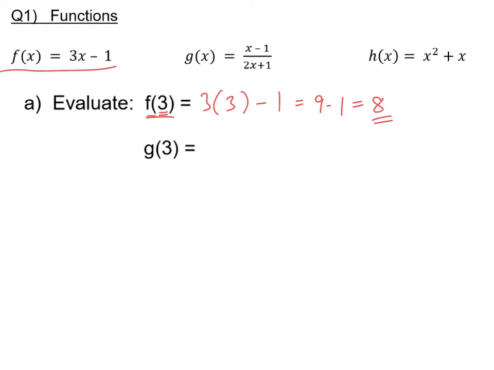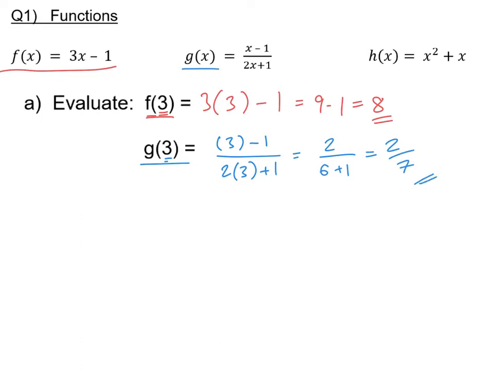For g of 3, we have to locate the g function, change x to the number 3, and in this case we get something of a slightly nastier answer. But what's important here is that you're putting the number 3 into two different locations where x appears in both places in the g function. Do the full working out. Okay, so there we go, 2 over 7.